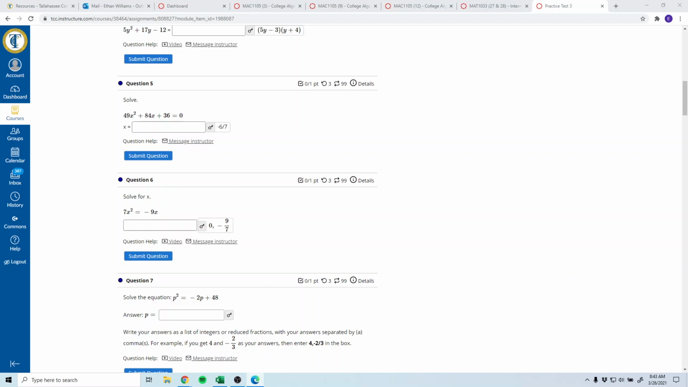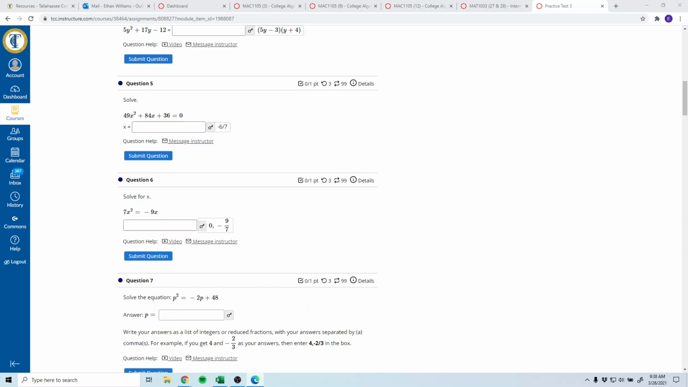Number 7. We want to solve the equation p squared equals negative 2p plus 48. Very similar to the previous two. We're solving an equation, and we have different powers of p. But what we're going to have to do is factor. Just like before, we've got p squared, writing it down, equals negative 2p plus 48.